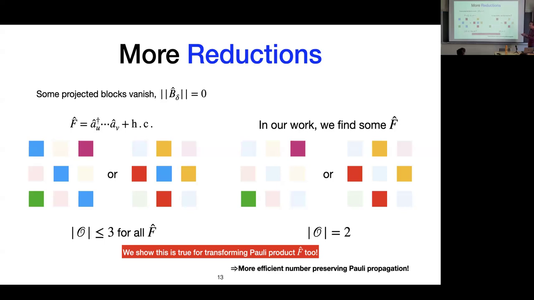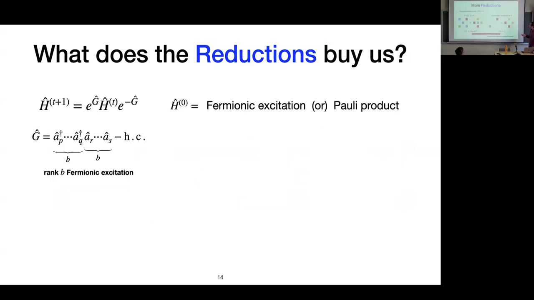And that essentially works by transforming individual Pauli products in your Hamiltonian. So that process can be made more efficient by using these fermionic operators to transform. And our analysis shows that the whole process is more efficient. So what does this buy us?